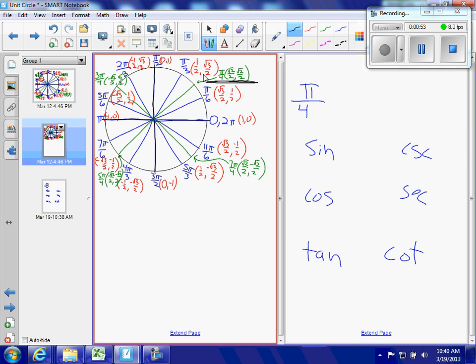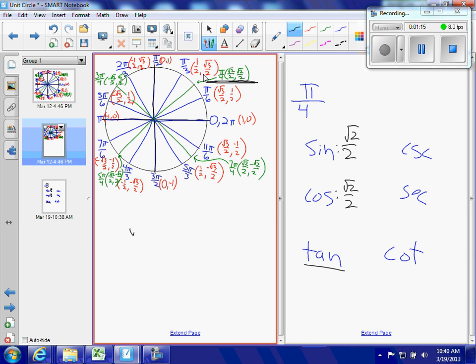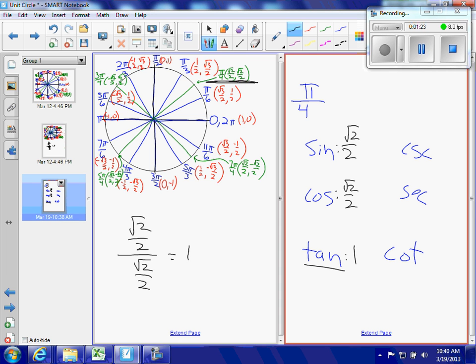Sine is my y value. So that's pretty easy. Radical 2 over 2. And cosine is the same thing. Radical 2 over 2. Well, that means tangent, I'm going to do the calculation over here. It's going to be radical 2 over 2 divided by radical 2 over 2. Well, anything divided by itself is 1. So tangent is 1.